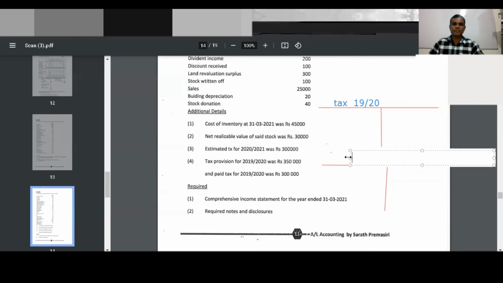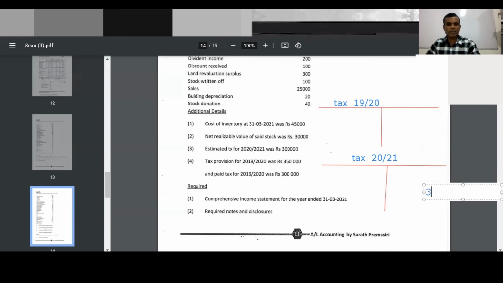Now tax for this year. Tax for this year's tax year, that is tax for 2020 and 2021. These are the two related periods. Now this is the previous year and related tax. This is the present year or current year. According to the given details, estimated tax for 2020 and 2021 was 300. It should be recorded here, 300 should be recorded here as tax.